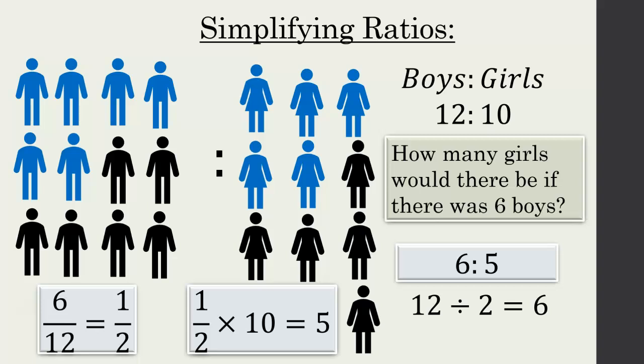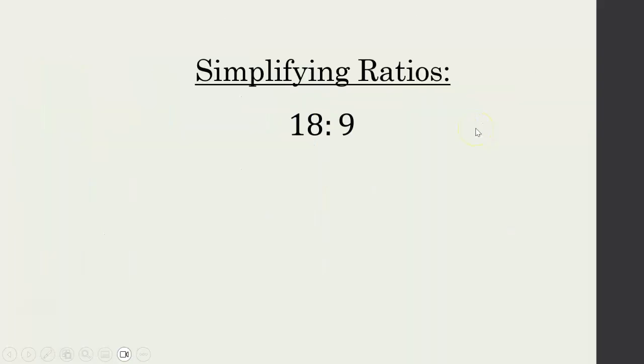So if I do one thing to one side of the ratio, I have to do it to the other side. So I divided 12 by 2, I have to divide 10 by 2. So I get 5. So 6 is to 5 would be the simplified version of 12 is to 10.